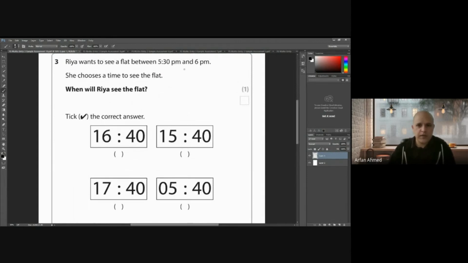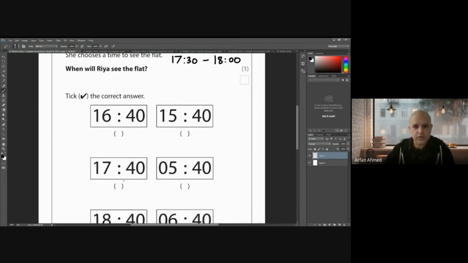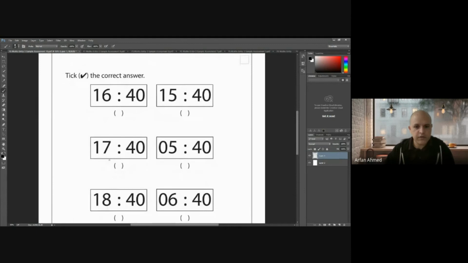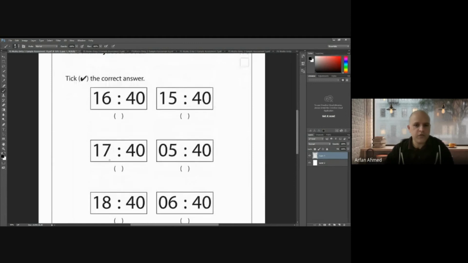So 5:30 would be 17:30. 6 p.m. is 1800. Yep, that's what it would be. So which one is between those two times? Definitely not the first one. Definitely not the second one. Could be that. Yep, 17:40. There you go. There's 17:40 there. Just make sure about all the other ones. Yeah, definitely 17:40, which is this one.